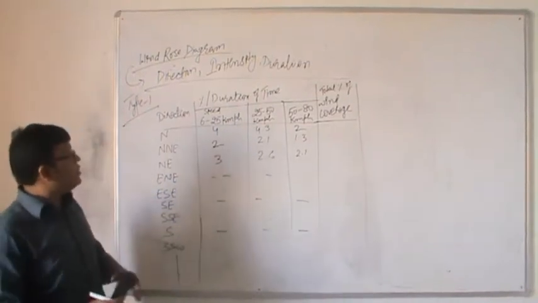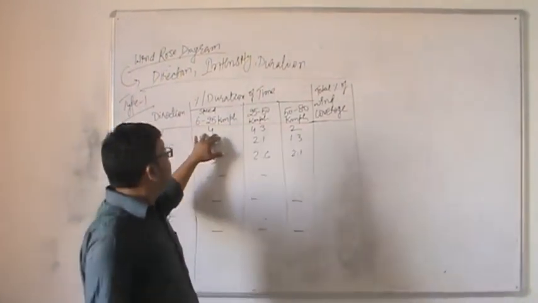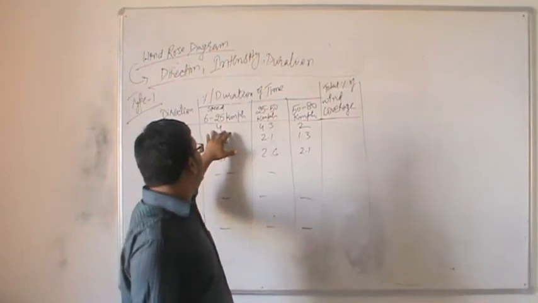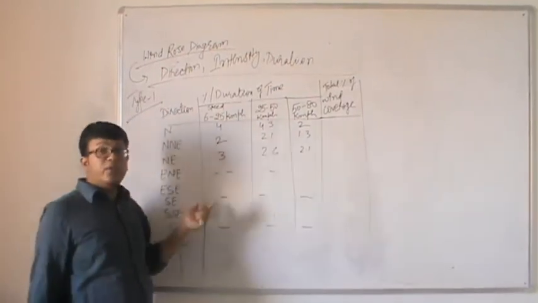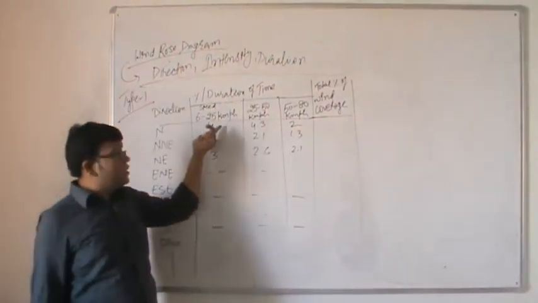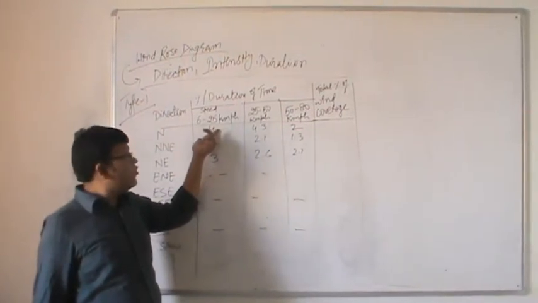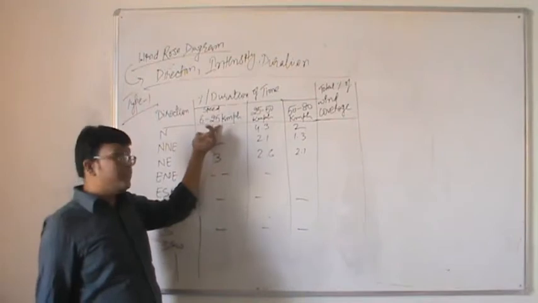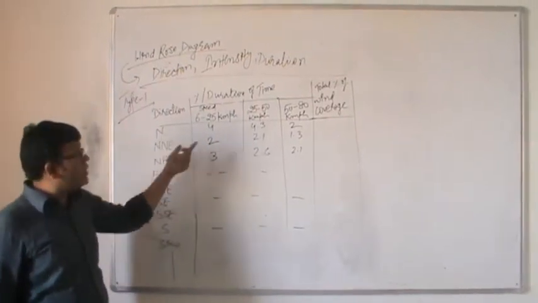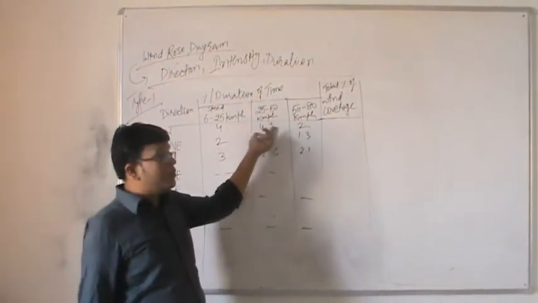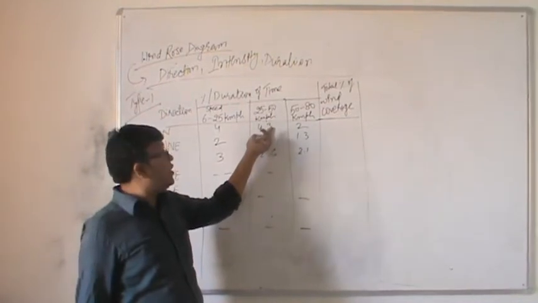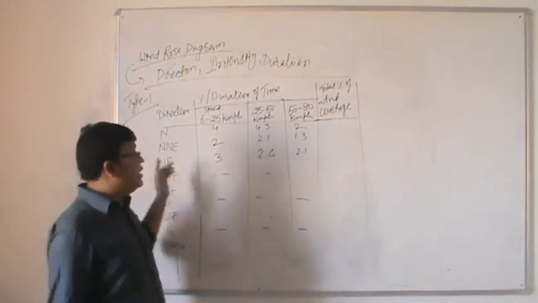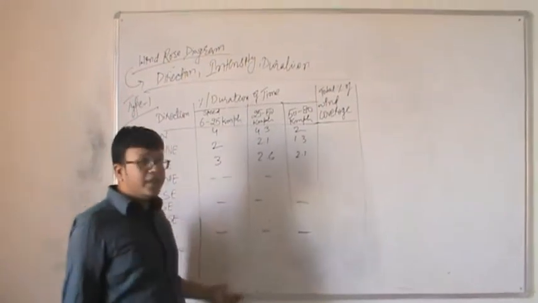Similarly, this determines that for 4% of time in a year the wind was blowing between 6 to 25 kmph. That means four percent of time in a year the wind was blowing at an intensity of 6 to 25 kmph in the direction of north. Similarly, for this much percent of time the wind was blowing at an intensity of 25 to 50 kmph in the direction of north. This is how the data is given.